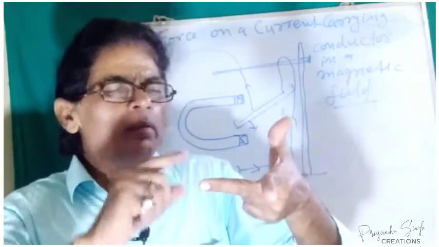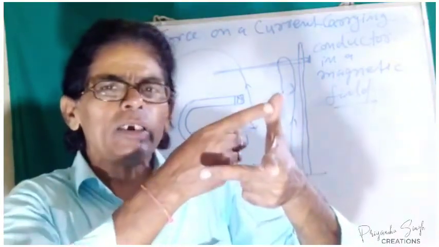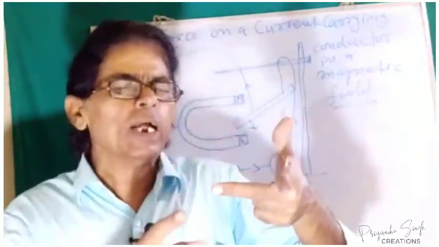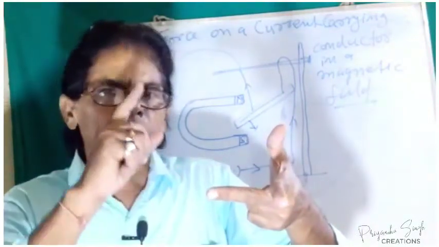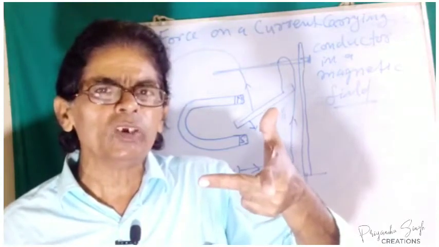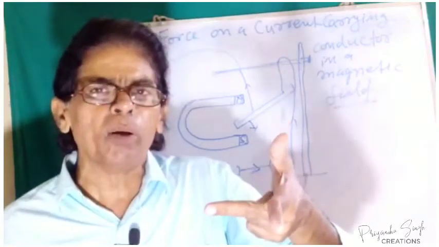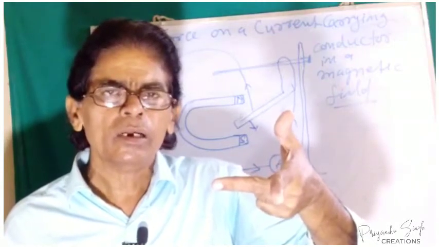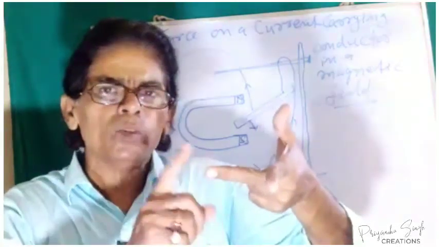Then what will be the direction of deflection of this current carrying conductor? It will be along the direction of the thumb. That is, as soon as current is passed through the circuit, the current carrying conductor will deflect in the direction of the thumb. If it was initially in this position, then the current carrying conductor will be deflected in the upward direction.